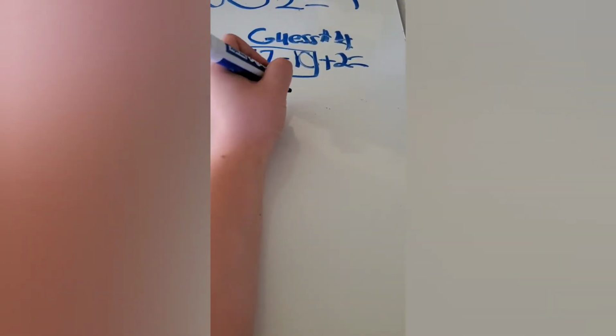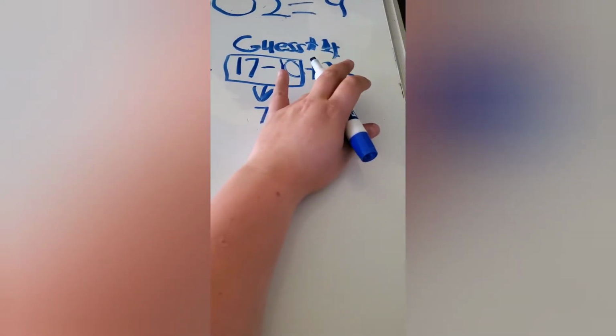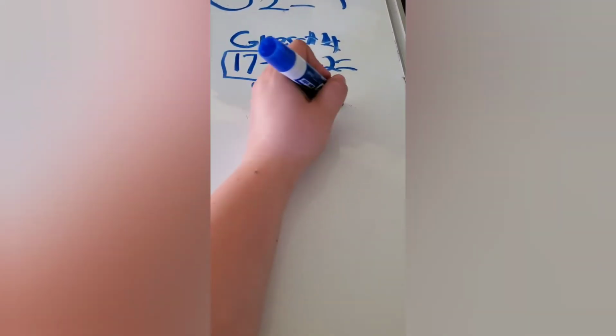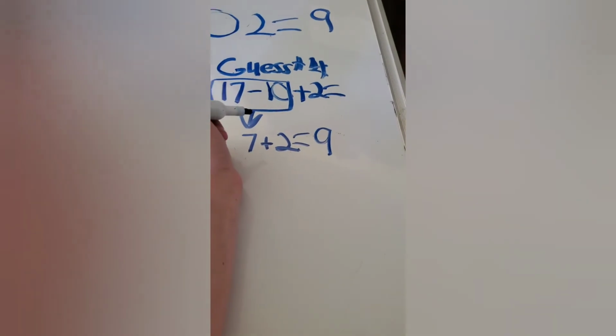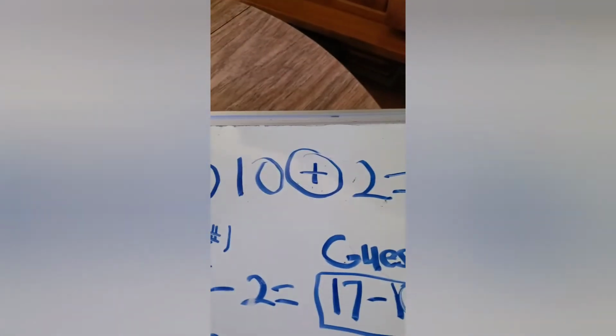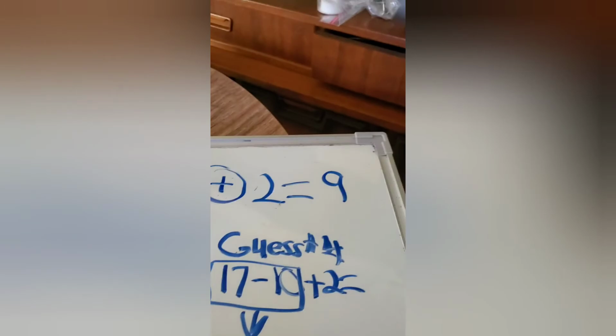I'm going to do this one first. 17 take away 10 is 7. Adding 2 down here, which 7 plus 2 equals 9. I finally got it. My fourth guess. I got it right. We're going to put a subtraction sign here and an addition sign there to equal it to be 9.